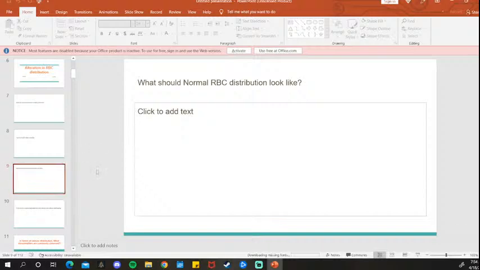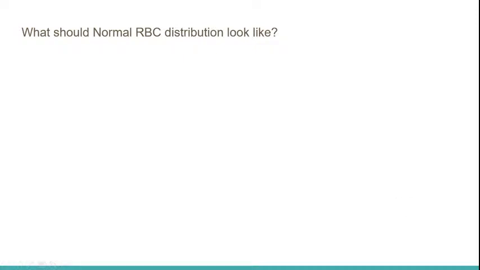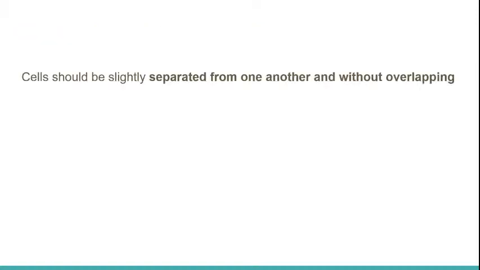What should normal RBC distribution look like? So what does a normal RBC look like? Well, the RBC should have slight separation from the cells in the smear that you're looking at. If it's normal, should have separation but no overlaps. Okay, so that's the answer to this particular question, right? So the cells should be slightly separate from one another, but there shouldn't be any overlapping. If there's overlapping, it's considered as what we call rouleau formation.